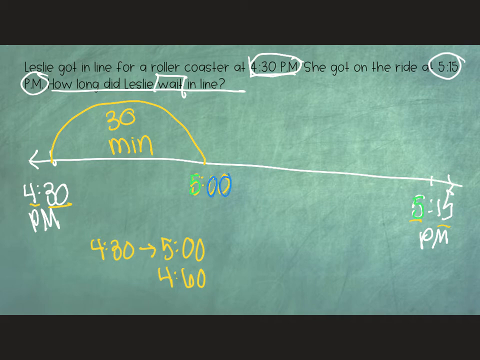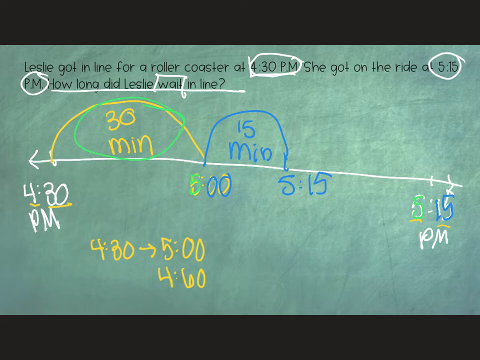So I'm going from 5 and 2 zeros to 5:15. So I need to add 15 minutes to get me to 5:15. Now I add up the 30 minutes and the 15 minutes. So that gives me 45 minutes is how long I waited.